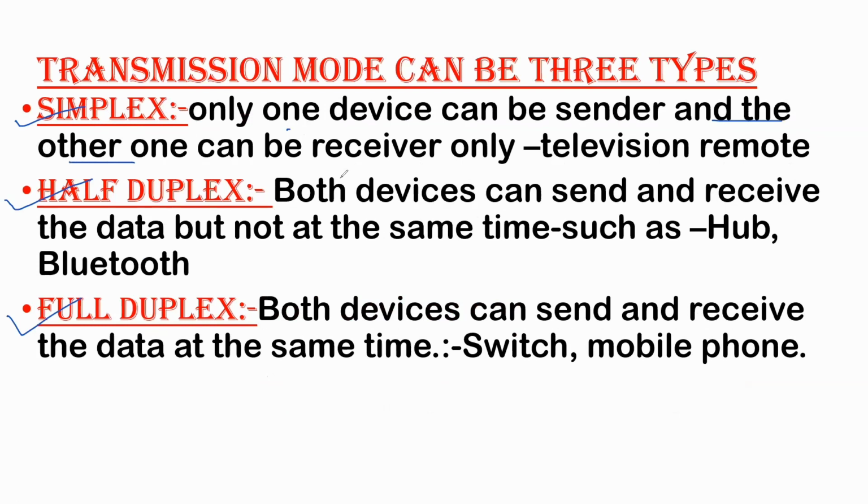And we have an example: the television remote. We have a television and a remote. The television is always used to receive the signals, and the remote is always used to send the signals. And second is half duplex. Half duplex means both devices can send and receive data, but not at the same time.